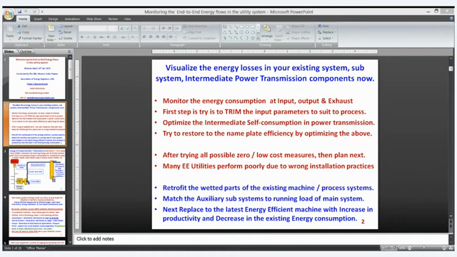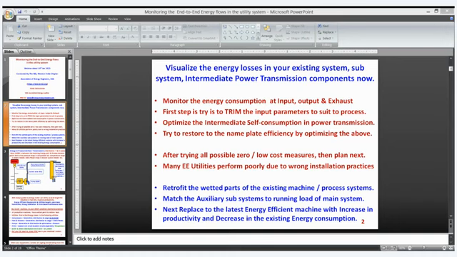If this is monitored with both the kWh meter and the run-hour meter, especially in a batch processing industry, this will definitely help us. The first step towards the energy conservation area, whatever it may be, energy conservation, efficiency, and then the renewables, everything is there. The first step is to trim the input parameters to suit the process, because all the OEMs have given their energy inputs to the process or to the machine based on the safety of the equipment. But let us try to optimize for the given process how the inputs can be trimmed or optimized.